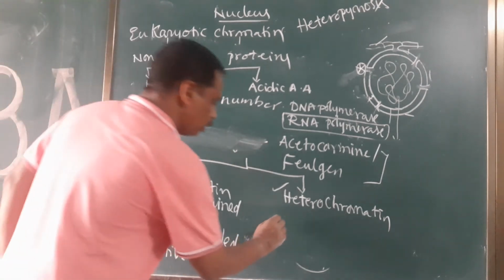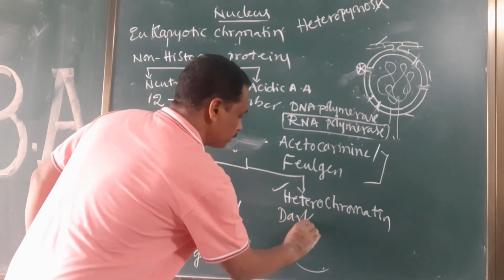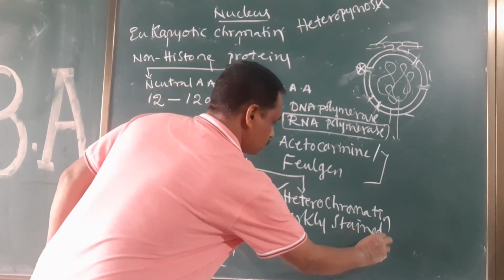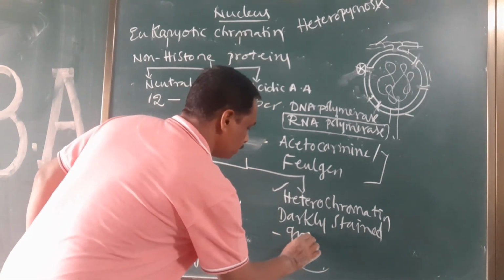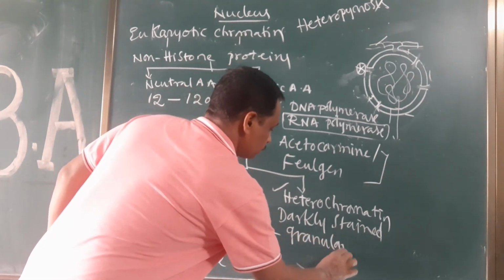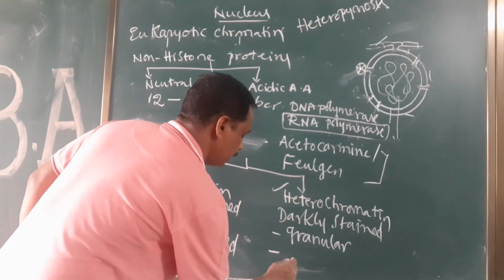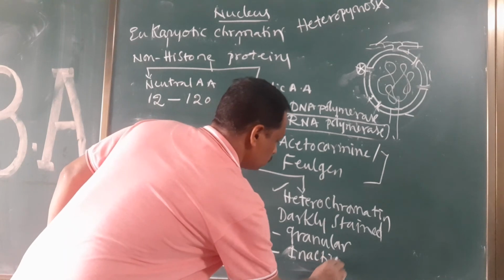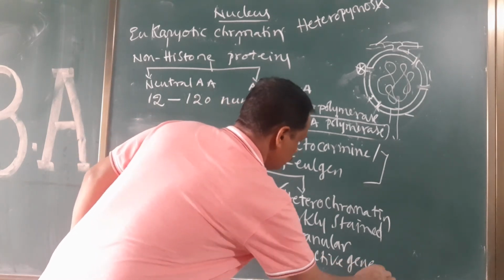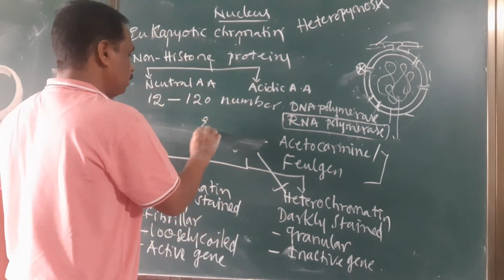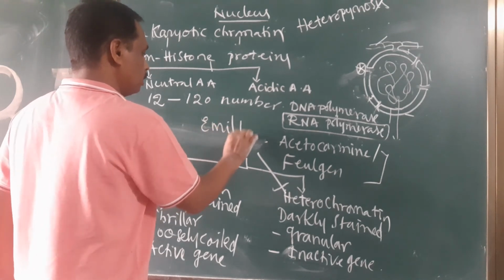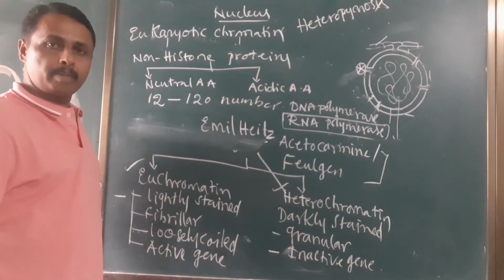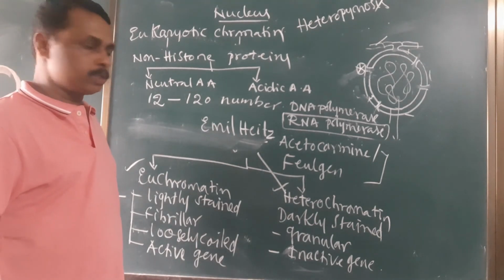Such parts of the chromatin are called euchromatin. Heterochromatin is a darkly stained, granular part, and this contains inactive genes. The term heterochromatin was given by Emil Heitz.